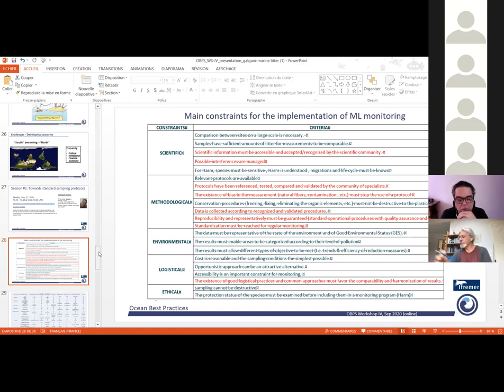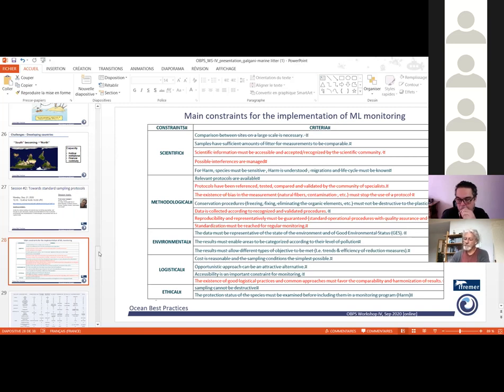And then we do have ethical constraints. So you see, most of all, sampling cannot be destructive for sure. It was stated in the previous session also. And even fishing, for instance, if you take samples after the trawling, it's in a way already destructive, so it may be considered as a constraint.